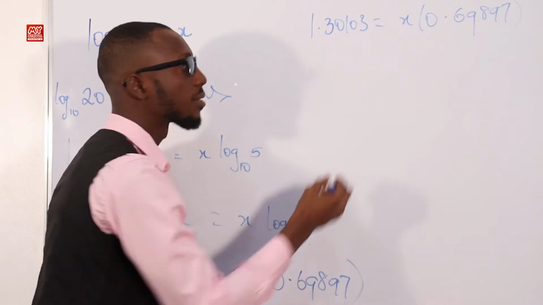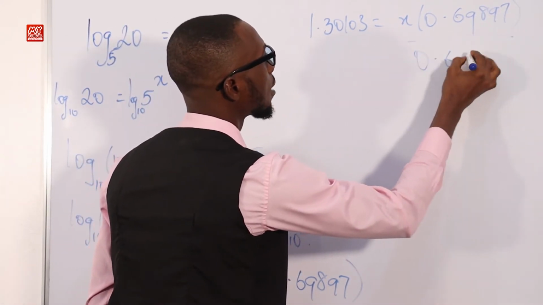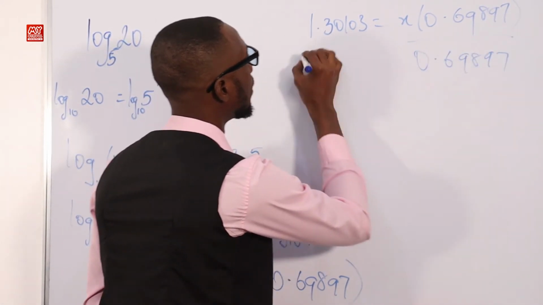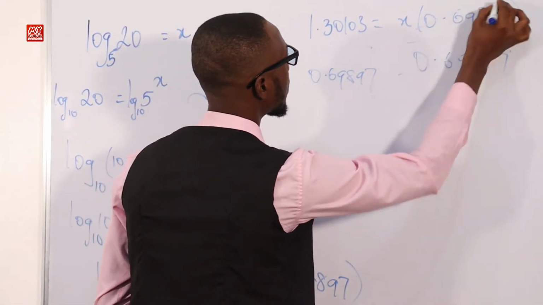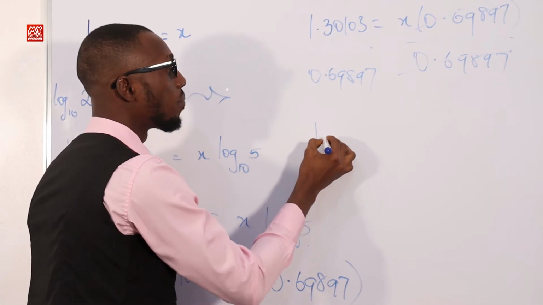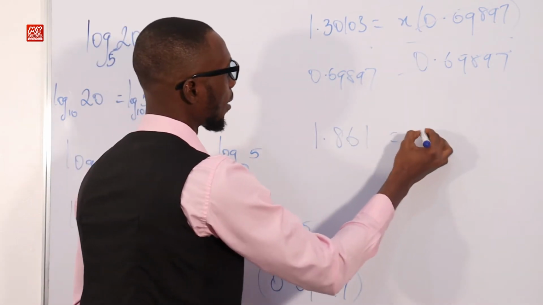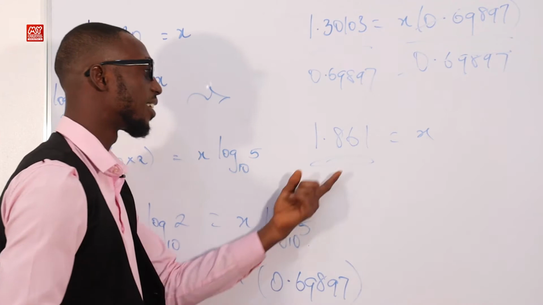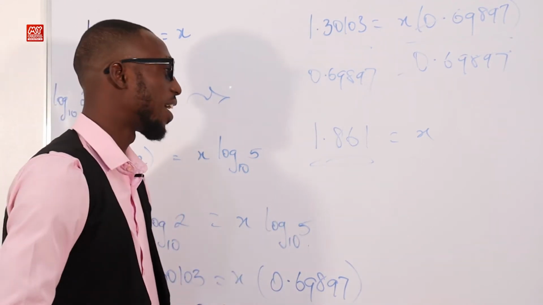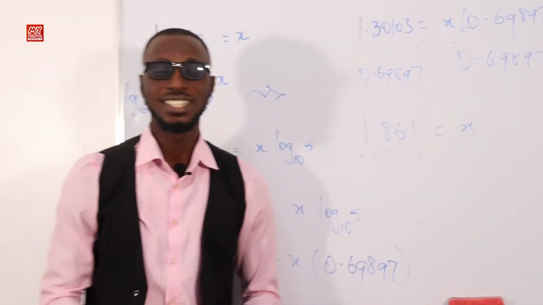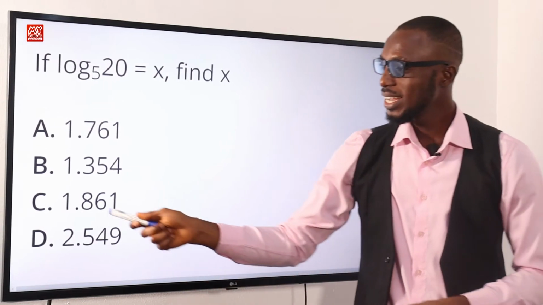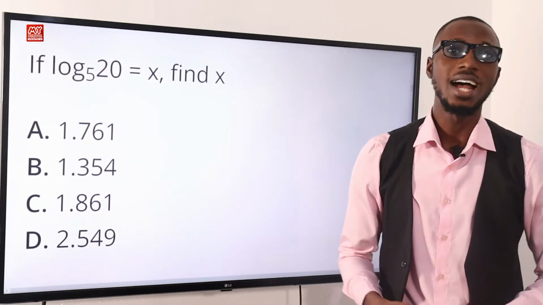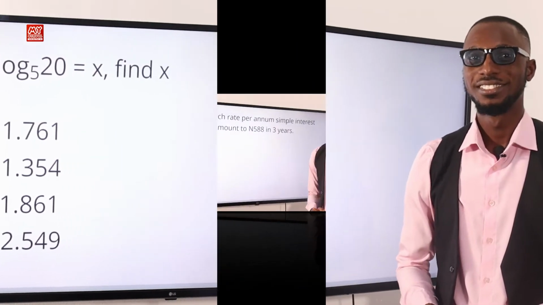So what do we do? Divide both sides by 0.69897. 0.69897 strikes out. Then when we divide this, we should have 1.861, roughly. This is in compliance with the options provided us. So let's go back to the screen to select the correct option. Look through the options provided and you will see option C, 1.861, as the correct option.